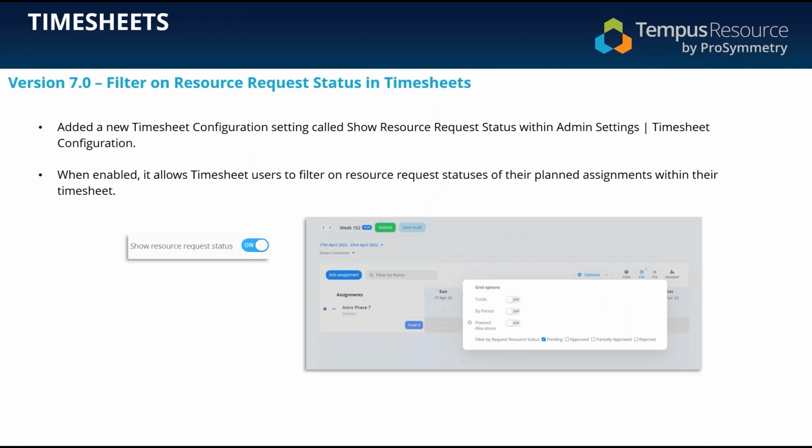Associated with that as well, we've given the ability for users to also filter based off of any of those resource request statuses. So now if this option is enabled and a user goes to the options, they can choose to filter their resource requests based off the available statuses that we have in Tempus.